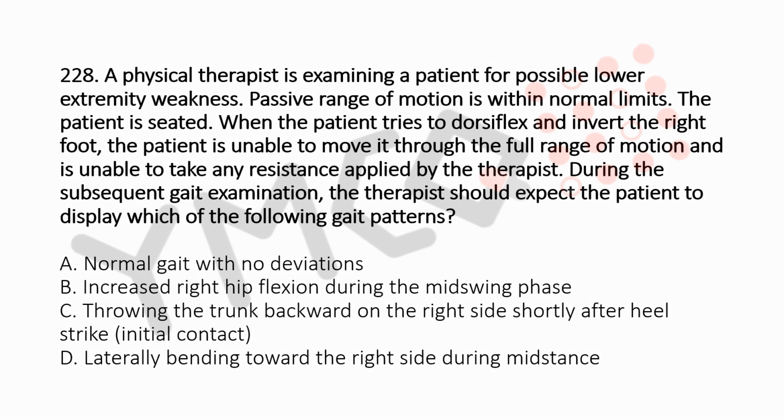Option A, normal gait with no deviations. Option B, increased right hip flexion during the mid-swing phase. Option C, throwing the trunk backward on the right side shortly after heel strike, initial contact. Option D, laterally bending toward the right side during mid-stance. And the answer is Option B, increased right hip flexion during the mid-swing phase.